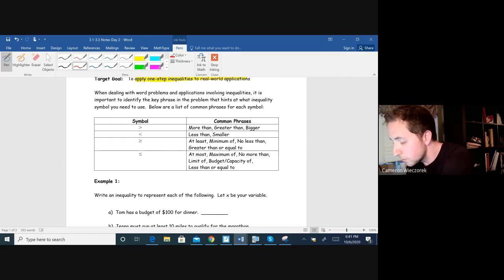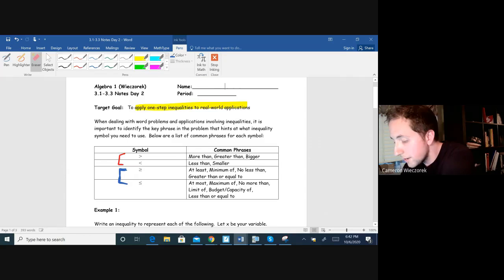So if you're dealing with a word problem and they use a phrase like more than, greater than, or bigger, you're going to want to use the greater than symbol. If you see a phrase like less than or smaller, you're going to use the less than symbol. These two, I would say, are the more obvious ones. The ones you're going to have to study a little bit more and practice a little bit more with are these two in blue, because they don't necessarily just use the phrase greater than or equal to or less than or equal to. It's a little bit less obvious than that.